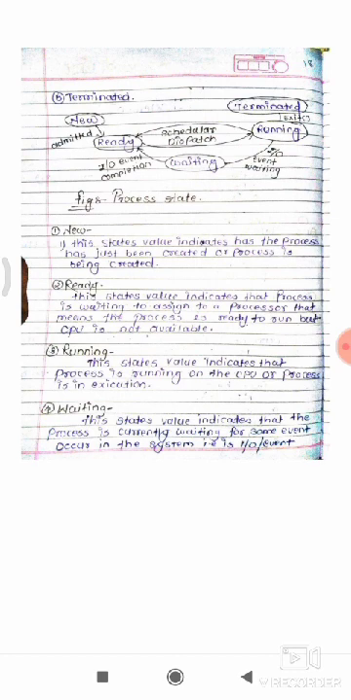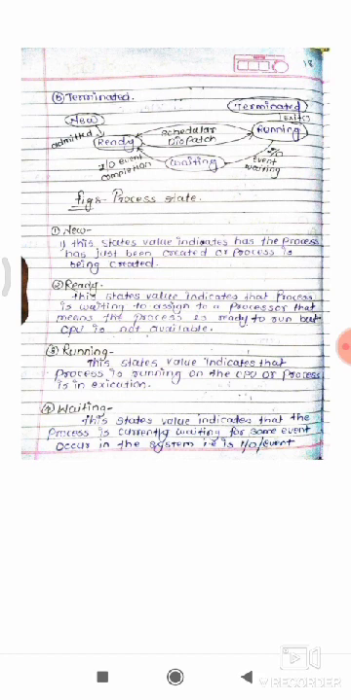First state is new. This state indicates that the process is being created. A process has just been created. That means the process is newly created. So that is new. After that, ready. This state value indicates that the process is waiting to be assigned to the processor. That means the process is ready to run but the CPU is not available. That is called the ready state.